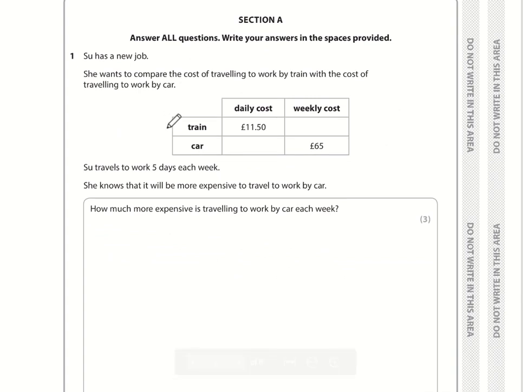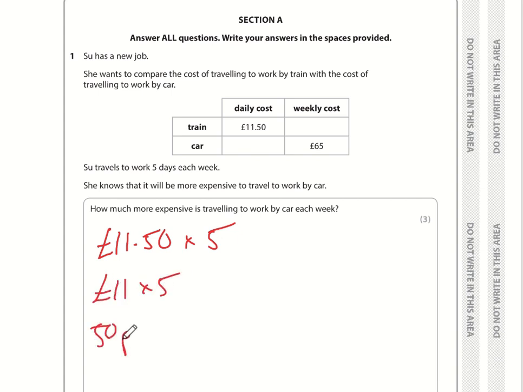So what we need to do is work out the cost of taking the train 5 times per week. So the calculation is £11.50 times by 5. We can't use a calculator, so I would do 11 times 5 plus 50p times by 5. 11 times by 5, that is £55, and 50p times 5 is 250p, so £2.50.